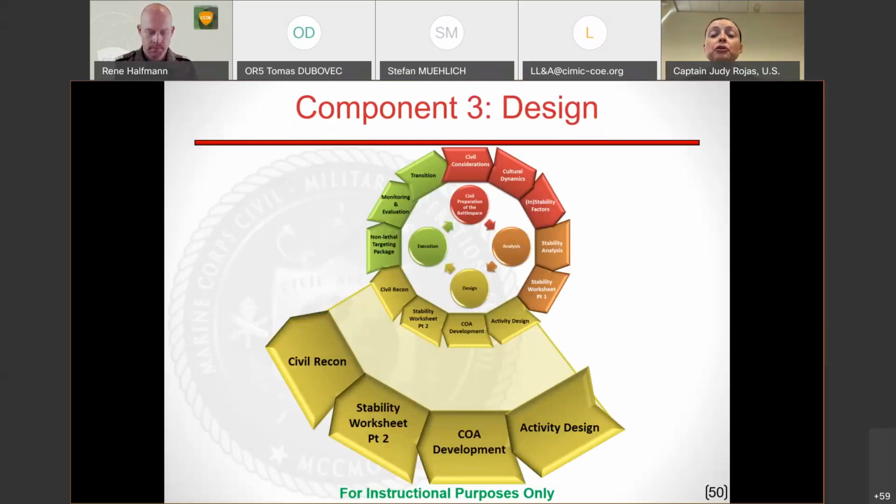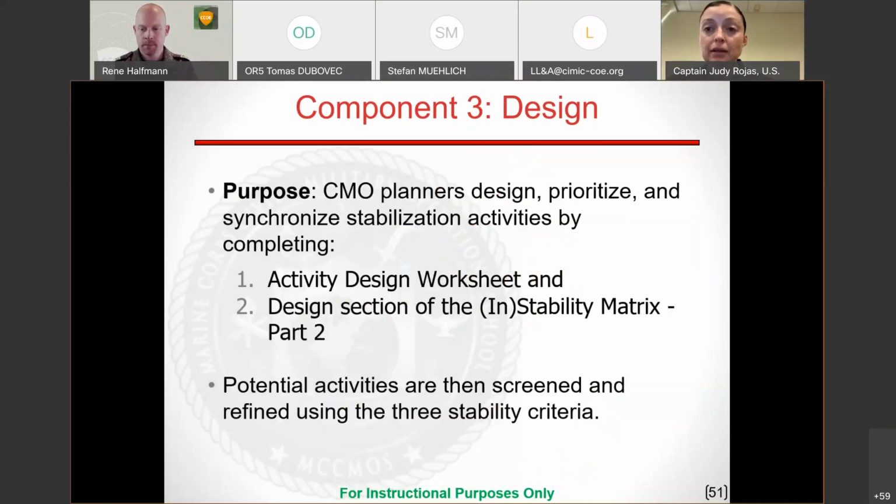All right, so now we move on to the 3rd component, which is design. That's composed, once again, of your activity design, your COA development, the second part of that stability worksheet, and then the civil recon. Next slide, please. And you do this so that CMO planners can design, prioritize, and then synchronize the stabilization activities by completing these two specific products. So by completing the activity design worksheet and then the design section of the instability stability matrix part 2, then you're able to design, prioritize, and synchronize your stabilization activities.